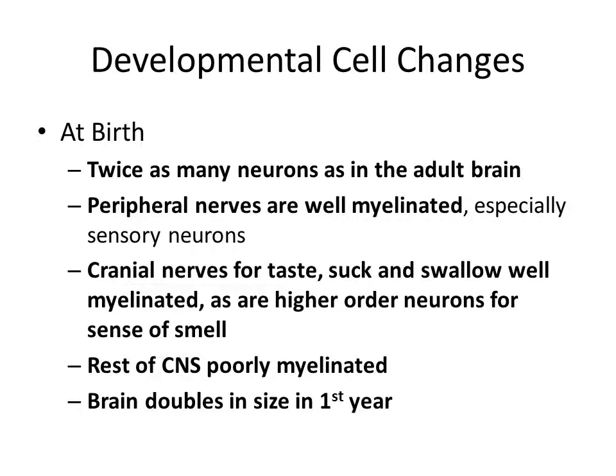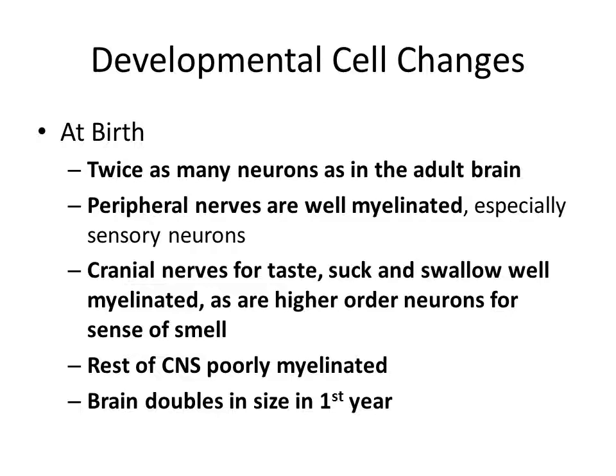At the time of birth, you have twice as many neurons as you will have as an adult. So right now, you have half as many neurons as you were born with. Your peripheral nerves were well myelinated when you were born, especially those for sensation. The cranial nerves involved with tasting and sucking and swallowing were also well myelinated. This makes sense, it's for survival. And higher order neurons for the sense of smell are myelinated. Again, that makes sense because for survival, the infant must be able to locate the food source.